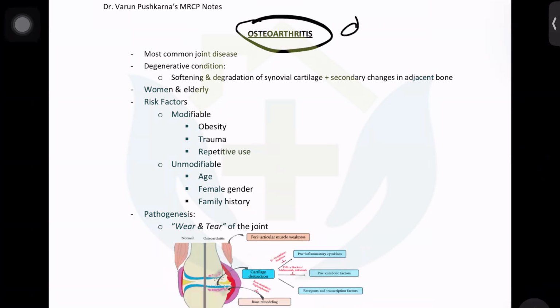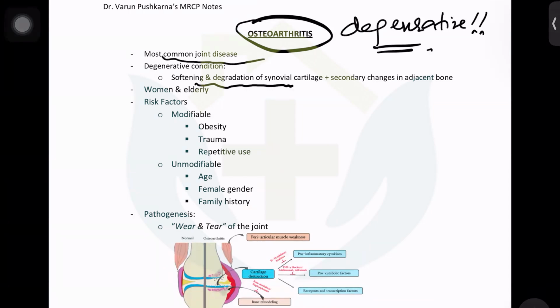Osteoarthritis, a degenerative disease. It is the most common joint disease, due to softening and degradation of synovial cartilage and slowly secondary changes to the adjacent bone. Women and the elderly are more prone. Your usual risk factors are obesity, trauma, repetitive use of a joint, age, female gender, and family history.